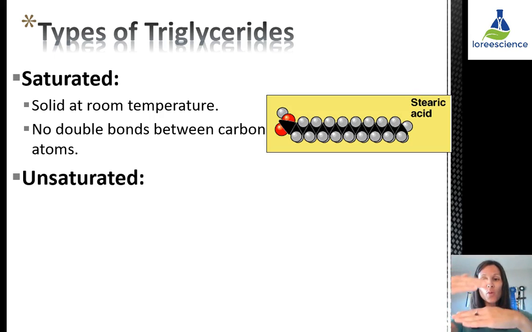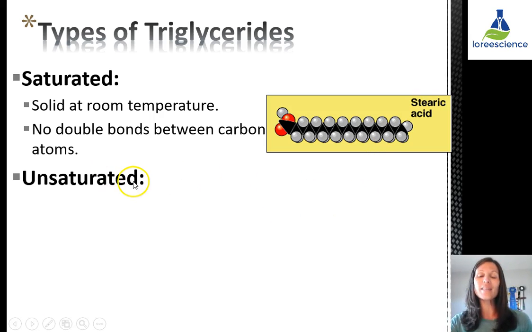So therefore, when you have two of them together, they can get very close and you can have bonding between them that can hold them together and hold them in a solid structure. You will find these in animal fats like cheese, butter, and things like that. So there are no double bonds between the carbon atoms, which makes for a long linear fatty acid chain.